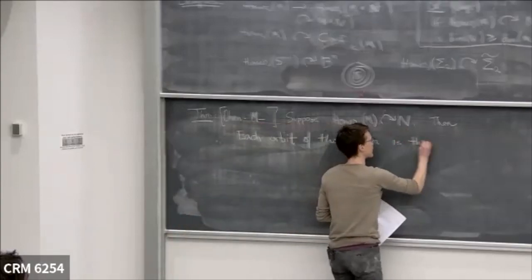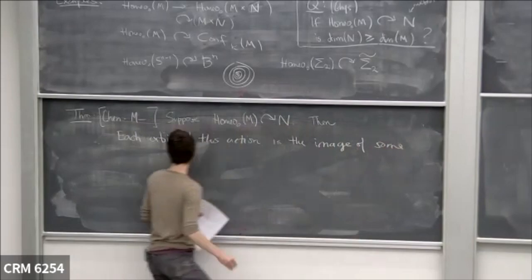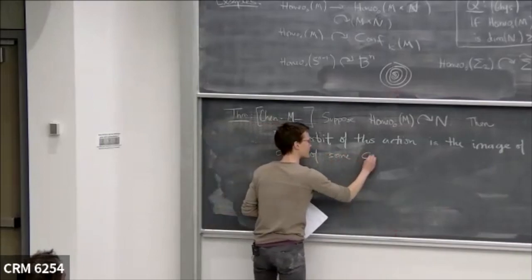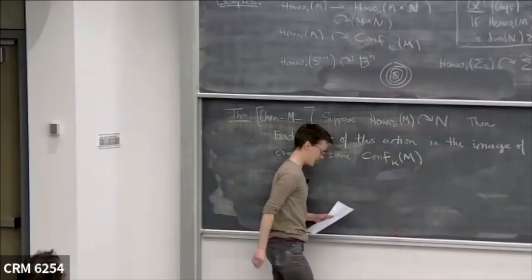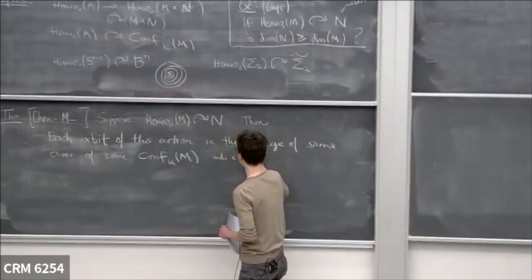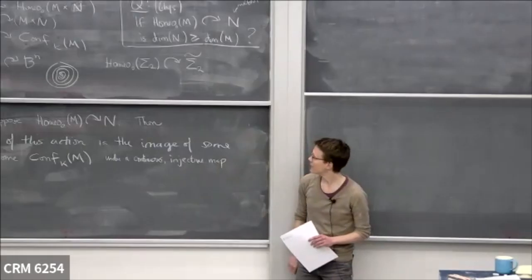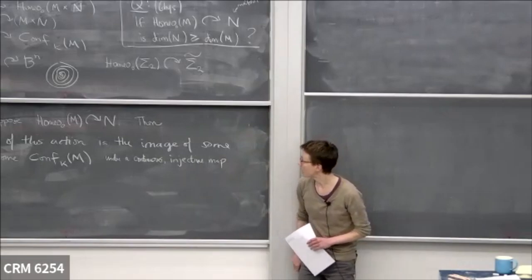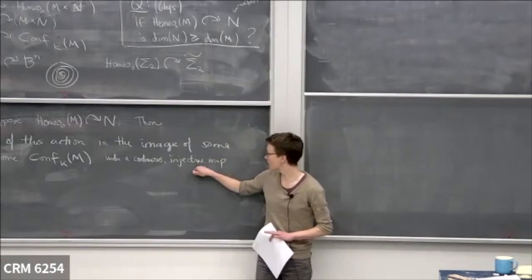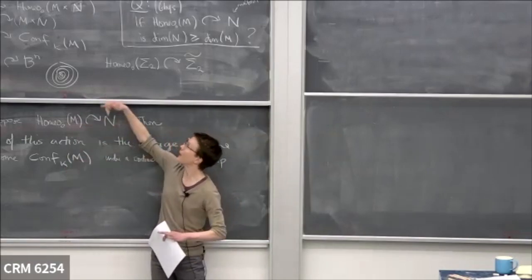Is the image of some cover of some configuration space of points in M. Image under what? Under that continuous, injective map. So another way to say this is that orbits of this action are like locally injective copies of covers of configuration spaces.